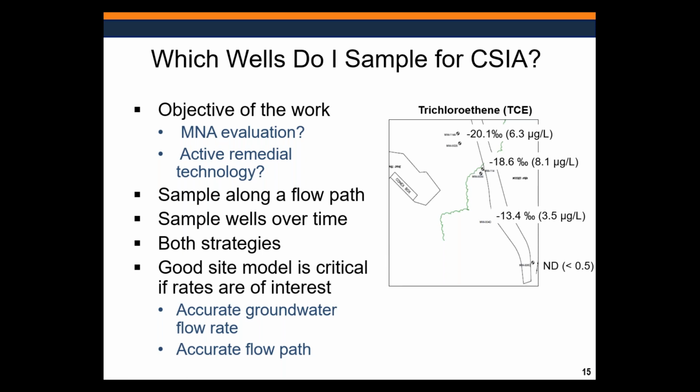But you can use this for M&A. You can sample along a groundwater flow path, as in this case. You can sample the same wells over time. That's another method. You can use both strategies. But it's important to plan ahead. Again, it's relatively costly, so you just don't want to go out and sample a bunch of wells. You want to have a plan. You want to have a hypothesis about what you think is going on in the field and use this as a tool to help prove that hypothesis.